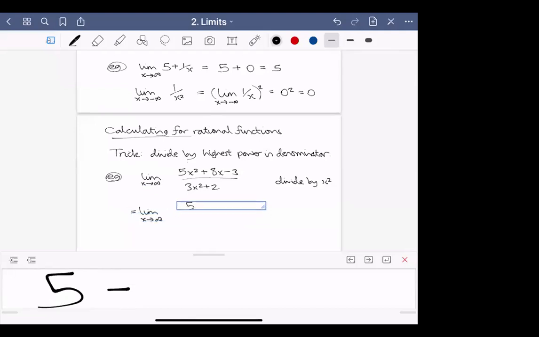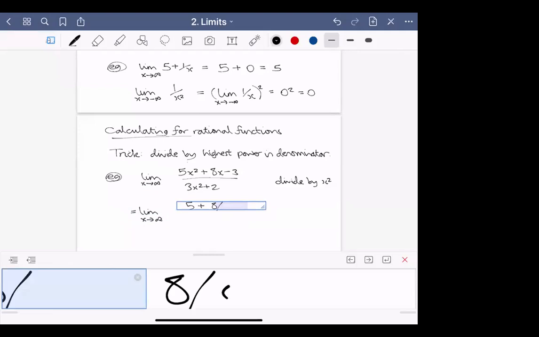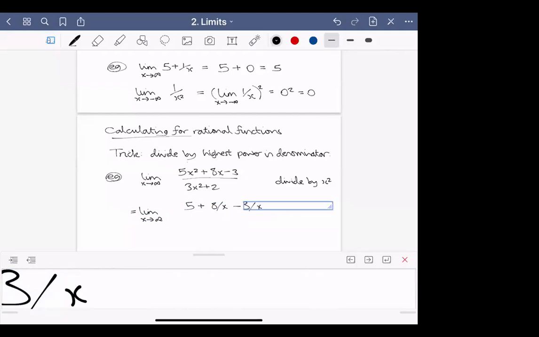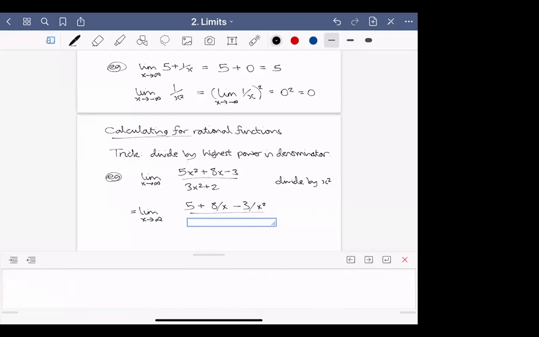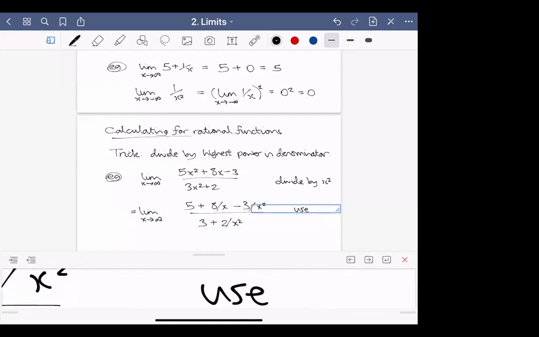And then I get, this looks like a crazy thing to do, but there's a good reason for it. You get this. And then I can use the limit laws to calculate this limit.